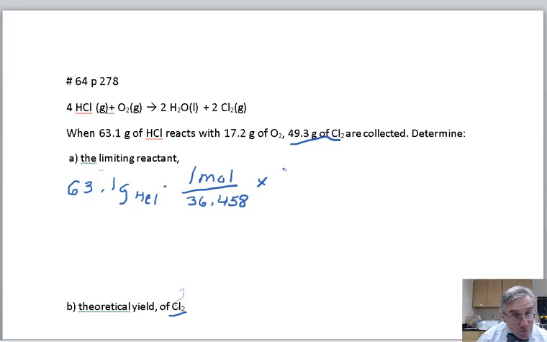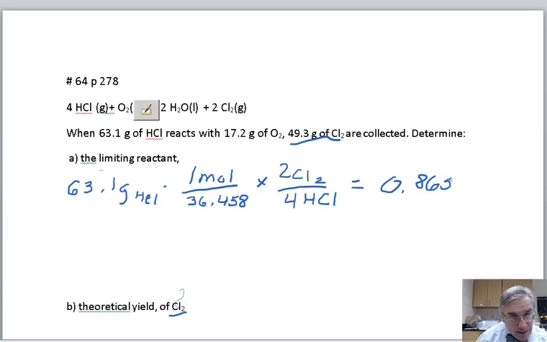So we're going to put the coefficient of the product, that's the 2 Cl2, in the numerator, and we're going to put the coefficient of the reactant in the denominator. So that's going to be 4 HCl, and that's moles of those things. Alright, so then we'll run the numbers on that, and for the 63.1 grams of hydrochloric acid, this will tell us that we can make 0.865 moles of Cl2.